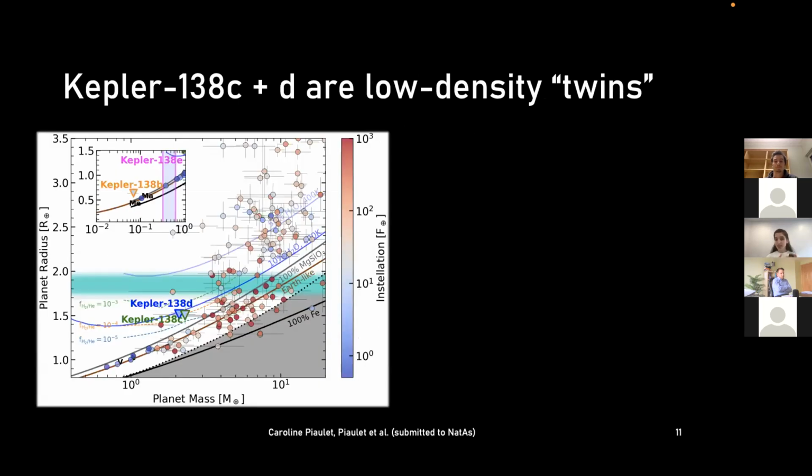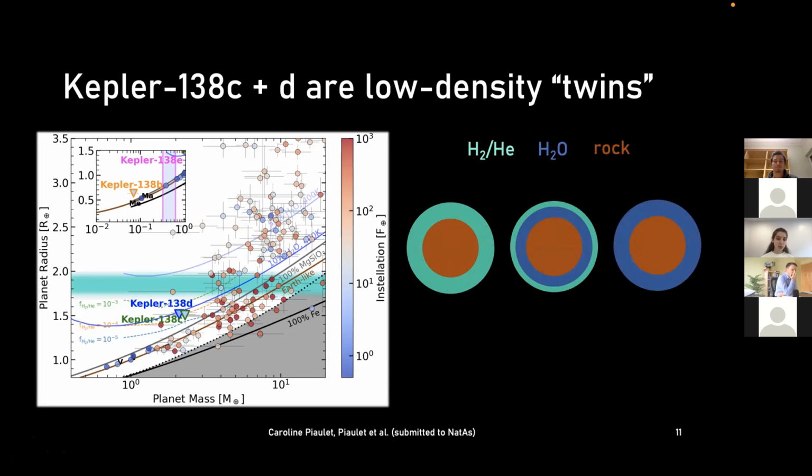So if we go back to this mass-radius diagram and overplot all the known exoplanets, we can see that Kepler-138c and d are really interesting in that they are one of the few temperate super Earths that actually have measured masses, but also in that they have low densities, let's say they have higher radii for their masses than what would be expected for a rock. And what this means is that they need to have gaseous envelopes. It could be hydrogen, helium, it could be water or other similarly dense ices, or it can be a combination of the 2. That's something that we're going to explore.